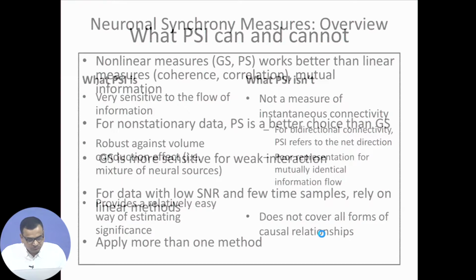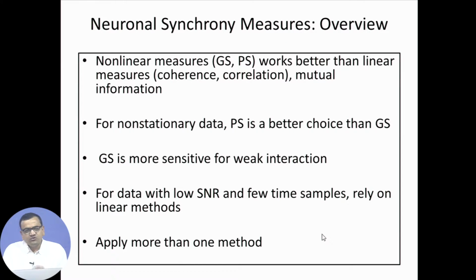Okay, so overall, I was checking and there are one or two papers that have come out, giving you a broad overview of all the different available methods, including ours as well. Overall, you cannot say one method works the best across all scenarios. In short, nonlinear measures like phase synchrony and generalized synchrony may work better than the linear measures in most circumstances, but if your data are non-stationary, then phase synchrony is a better choice.